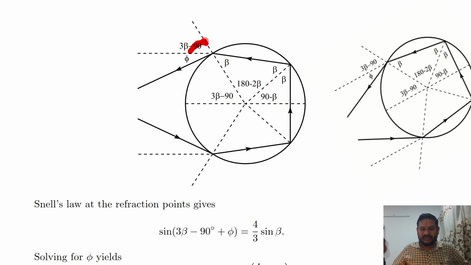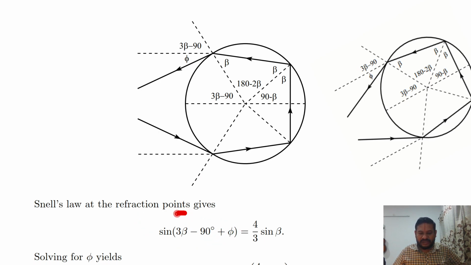That means what? This angle is also 3 beta minus 90. So what's the angle of incidence again? This is 3 beta minus 90, which means this angle is also 3 beta minus 90, right? And this is phi, and this is the normal, so this whole angle of incidence becomes what? 3 beta minus 90 degree plus phi. So that's what I've written.